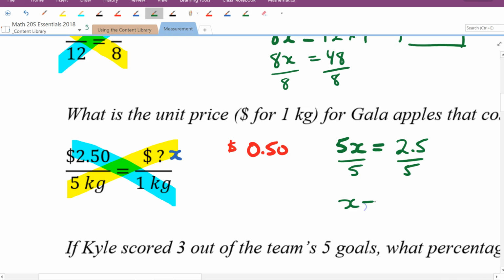So x is equal to 2.5 divided by 5. If you do it in your calculator, you get 0.5. At the end, you say this is money, so I'm going to have to put it in the proper form. Do it to the nearest cent. Maybe even put a box around it so the teacher sees it.